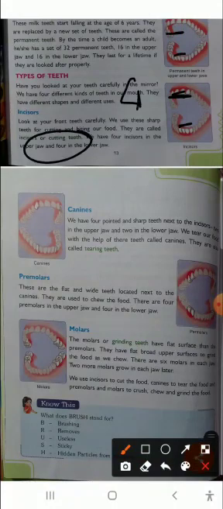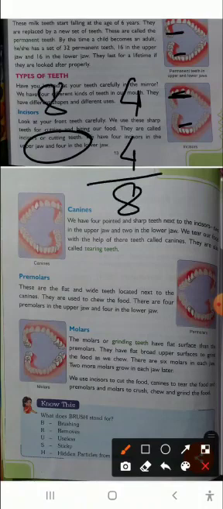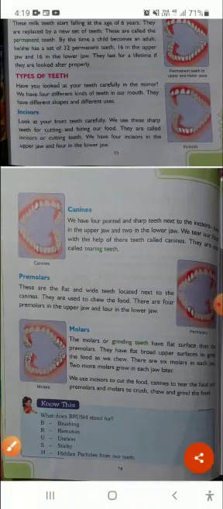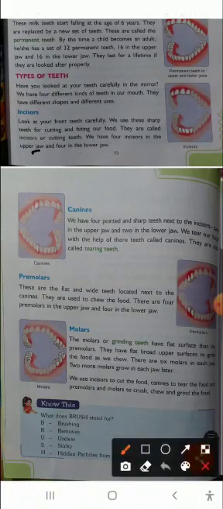We have four at the upper jaw and four at the lower jaw, so the total number of incisors is 8. These are also known as cutting teeth. The incisors are used for cutting and biting our food. The first bite we take is through the incisors.